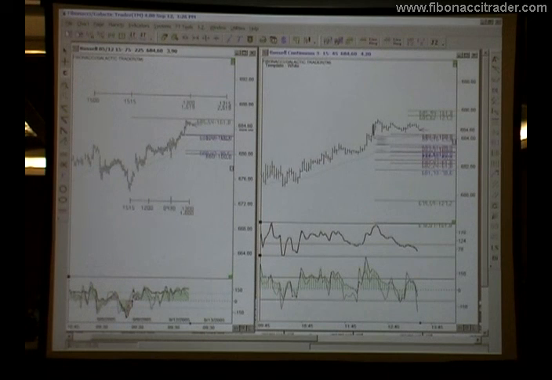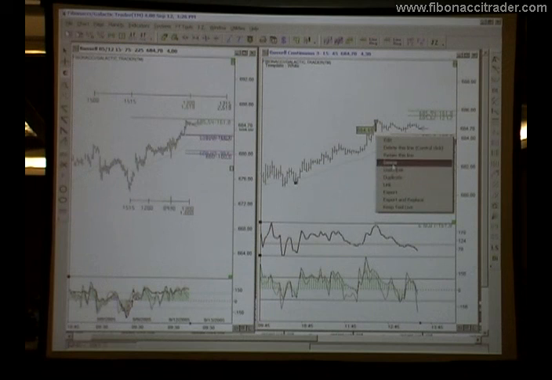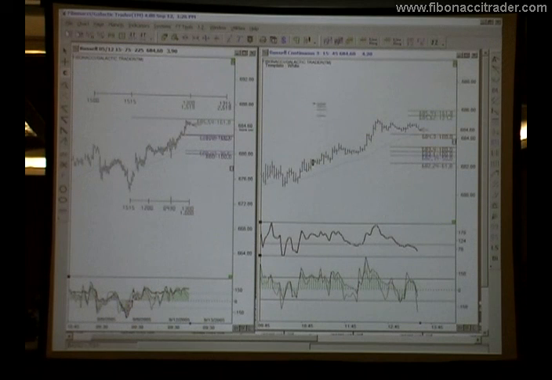Oh, this thing is garbage. I just put that up there to show the edit menu.